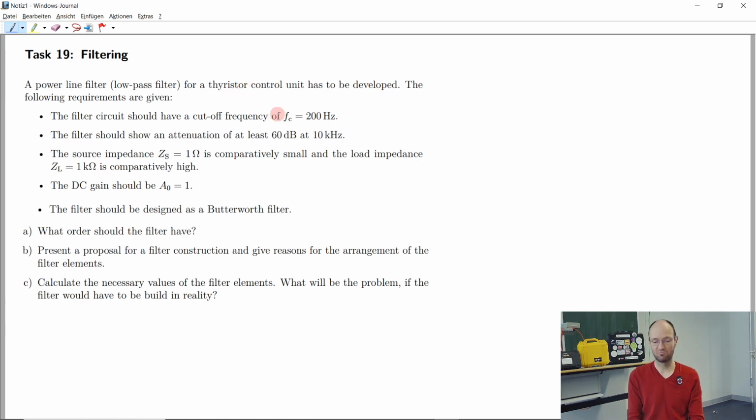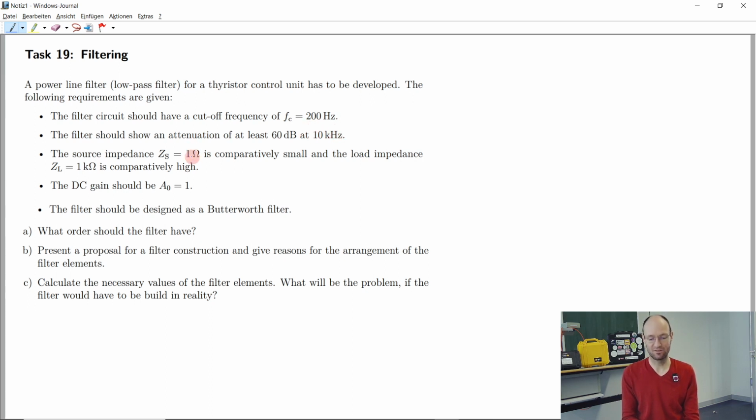And then there are some requirements, and this would be something, let's say, that we have in practice. So the cutoff frequency, the corner frequency should be 200 Hertz. So let's say 50 Hertz components get through, maybe also 150 Hertz third harmonic, but all higher frequencies should be attenuated. And at 10 kilohertz, which might be the switching frequency of this thyristor control unit, we should have some attenuation of 60 dB.